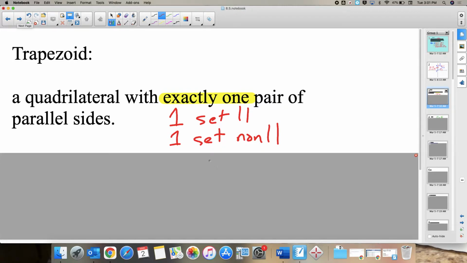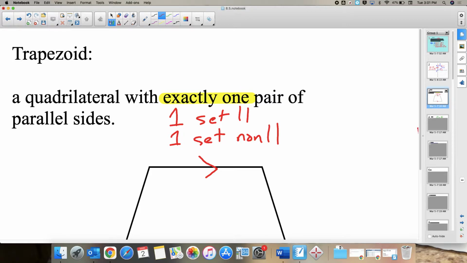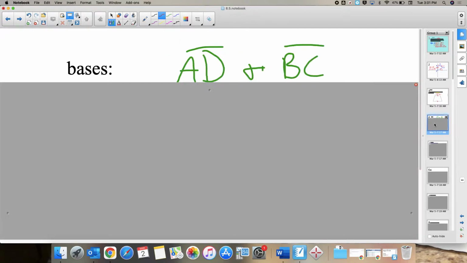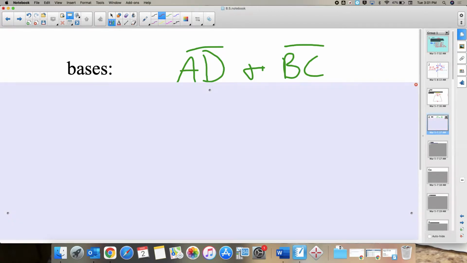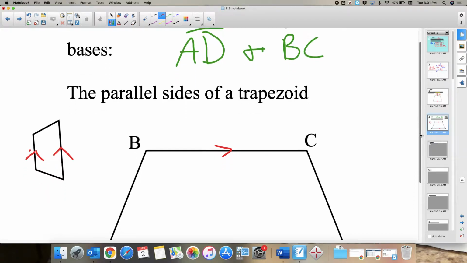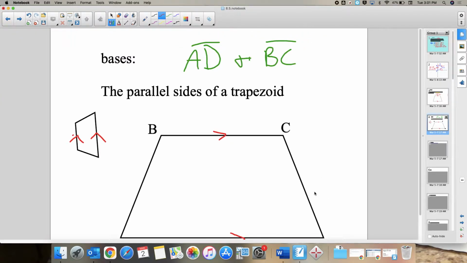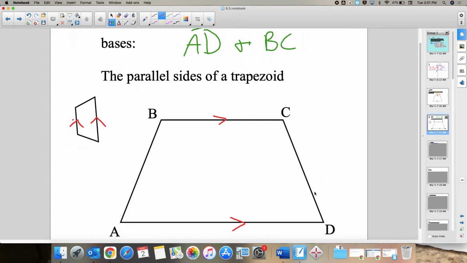Now, in a trapezoid, we can talk about a trapezoid having bases. The bases of a trapezoid, they are your parallel sides. The parallel sides of your trapezoid. Now, it doesn't have to be on the top and bottom. I can have a trapezoid instead that has those parallel sides on the left and the right. So here we're looking at AD and BC being your parallel sides. So they are your bases.